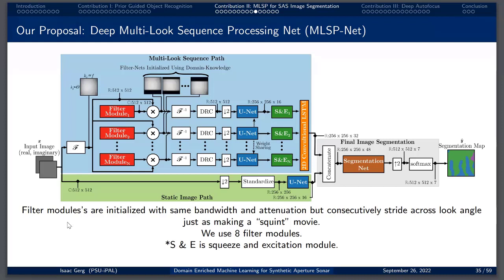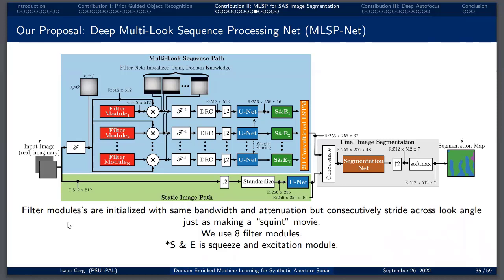The other path, which is the interesting path, is the multi-look sequence path. For this, we're going to take the Fourier transform of the input data, because again, this is also differentiable. That's going to put us into k-space, and then we're going to have 8 filter modules here, which we're going to initialize to essentially walk the filter response across the band. Then each one of those filter paths is going to be inverse FFT'd. We're going to dynamic range compress it and then send that through a shared UNet to generate the features for each of these frames. And then each of those frames are going to be reweighted by a squeeze and excitation network.